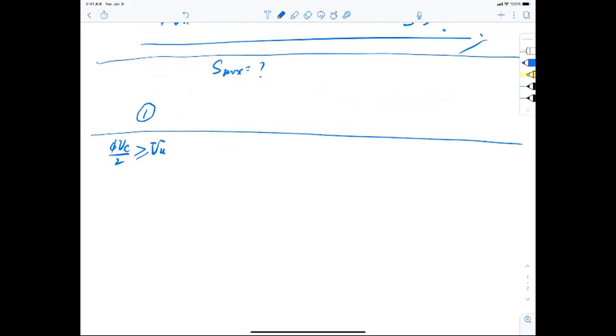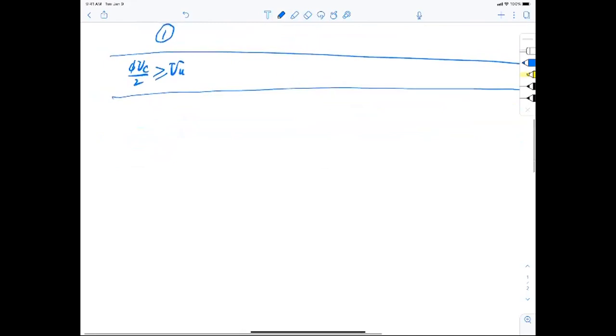What does it mean? It means that half of the concrete shear resistance covers the applied shear, right? So what do we do? Spacing, determine the spacing.